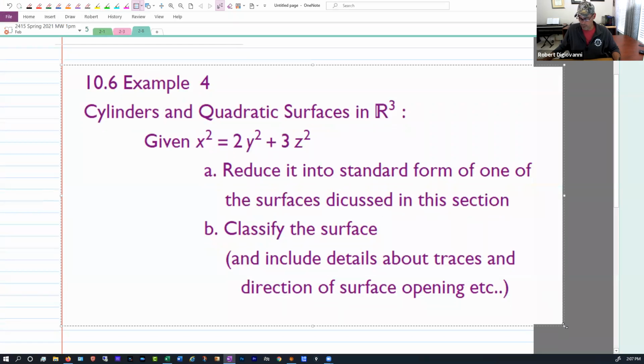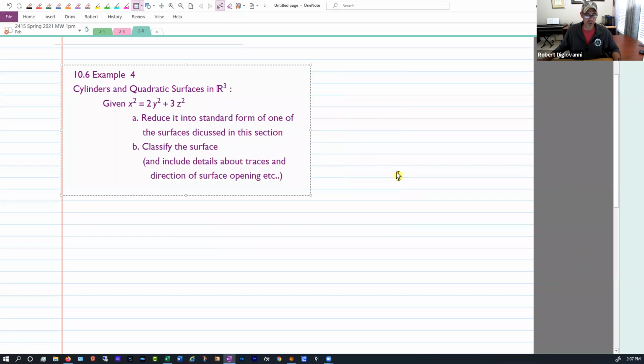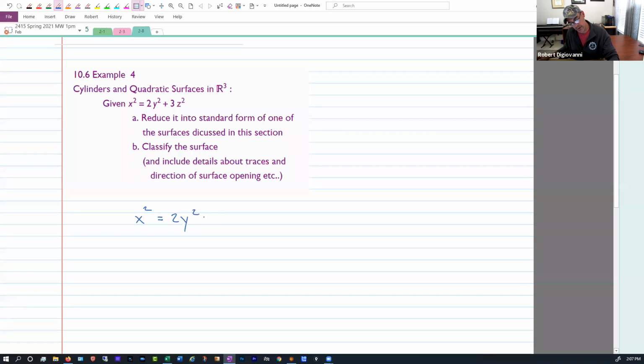All right, so we are given an equation. We're in three-dimensional space. We want to reduce it to standard form of one of the surfaces discussed in this section and classify the surface. So I put include all details about traces and direction of surface opening, et cetera. So let's just work through this and see what happens. So we have x squared equals 2y squared plus 3z squared.